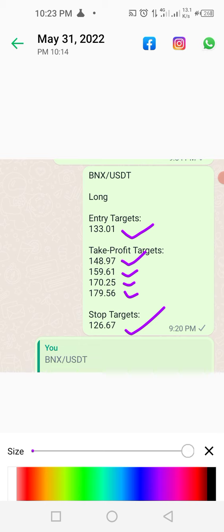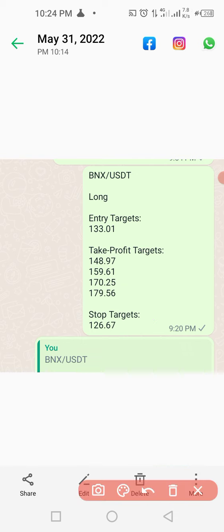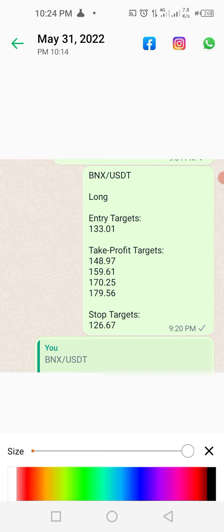So let's assume that I enter this trade when the price was 133.01. This is when I entered the trade. So once the price increases to 148, then I can take my profit. Probably I'm trading with $10. The profit I have can be around $5, $7. It's good. I can take my profit and leave.